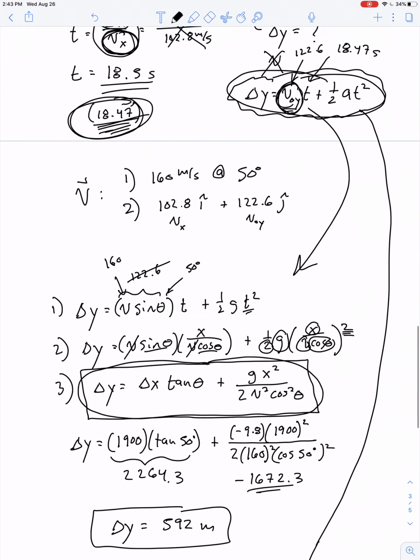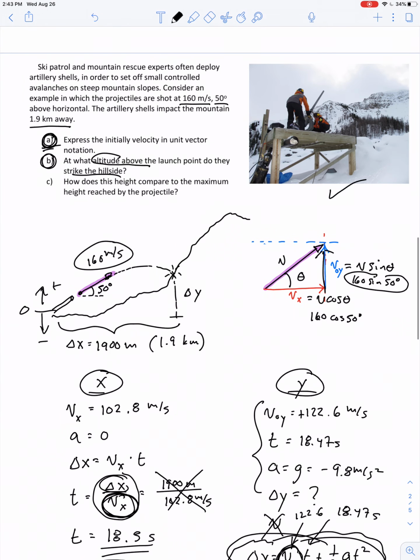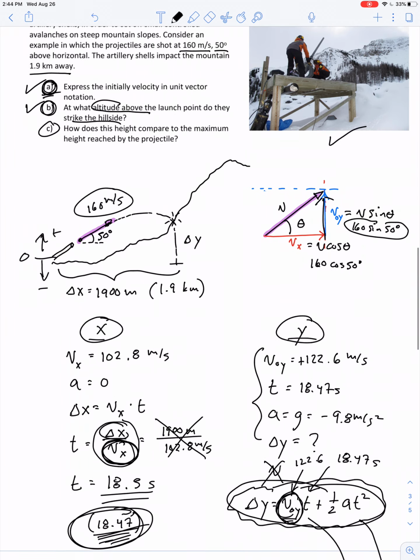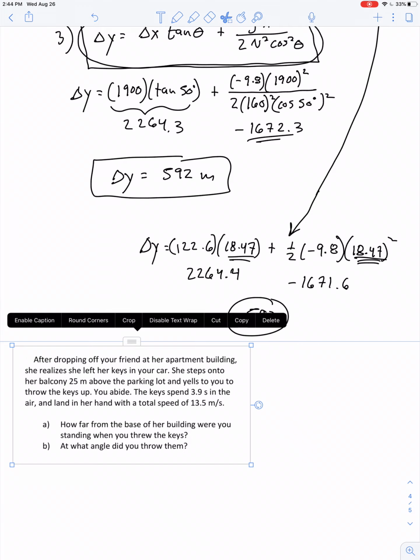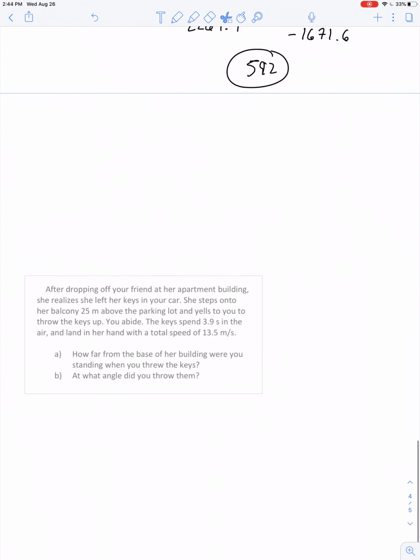So we've got the velocity in unit vector notation, the altitude where it strikes the hillside, and how high is that compared to the maximum height of this projectile? You can see I have a second problem to work on here. Let me get that out of the way.